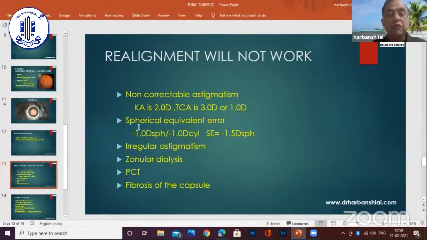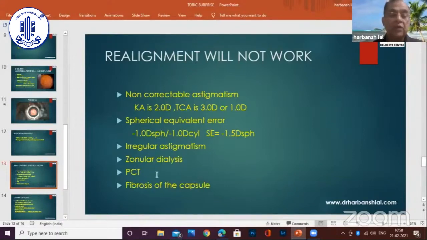Or if the spherical equivalent, that means the patient had minus 1 diopter of spherical and minus 1 diopter of cylindrical, the total spherical equivalent is minus 1.5. That means the spherical equivalent is going to remain the same. It is only the astigmatism which is going to change. So if there is a refractive error, it is not going to be corrected by the realignment of the IOL. If there is an irregular astigmatism, it is not going to work.